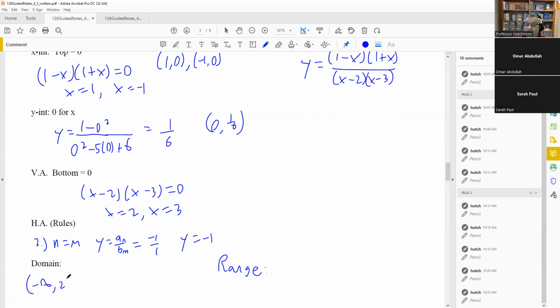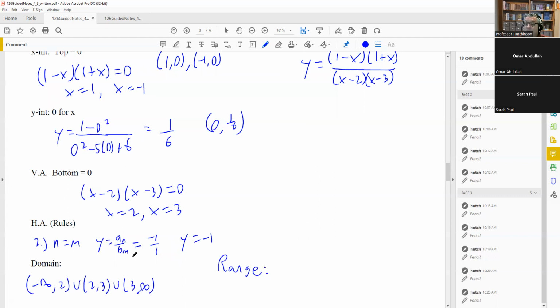So we're going to go negative infinity to 2. Between 2 and 3 is okay. And then from 3 to infinity. So it's basically all the x values, not including 2 and 3, because we know 2 and 3 cause division by 0. So that's your domain. Now let's talk about the range as well.